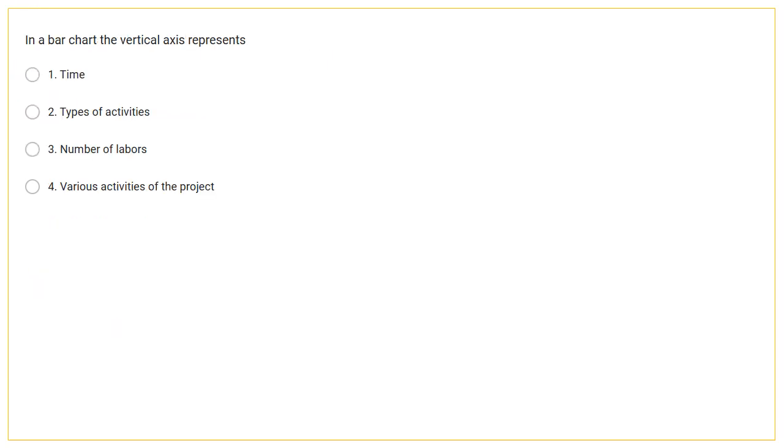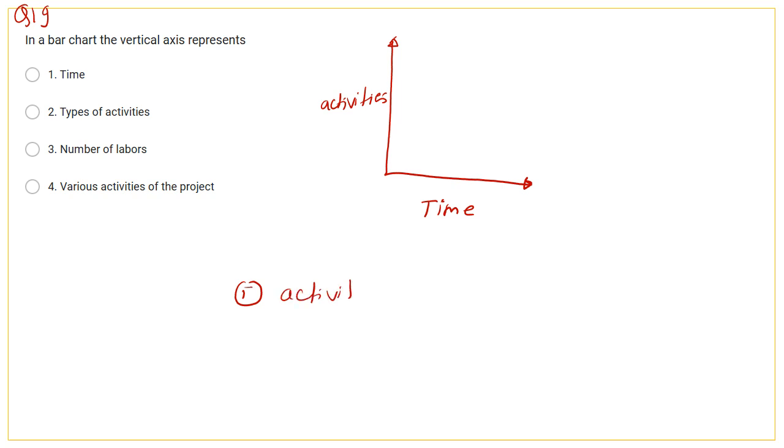The next is question number 19. In a bar chart, the vertical axis represents. So for the bar chart, this is the graph. The x-axis represents time and the y-axis represents activities. Okay, here are two important sentences. The first sentence is activities shown on, and the second is activities shown by.